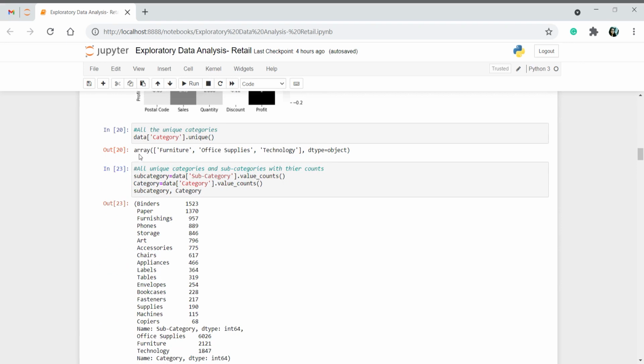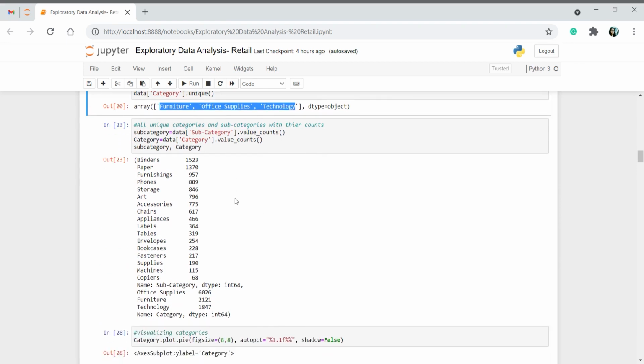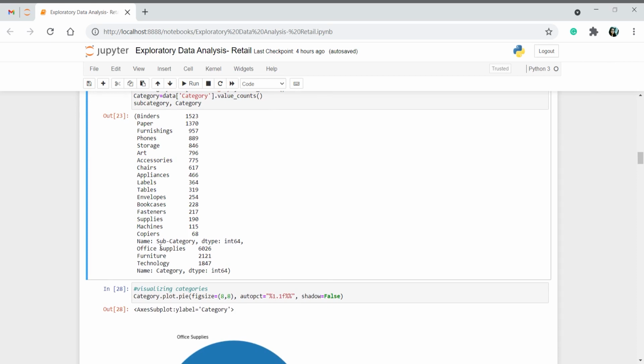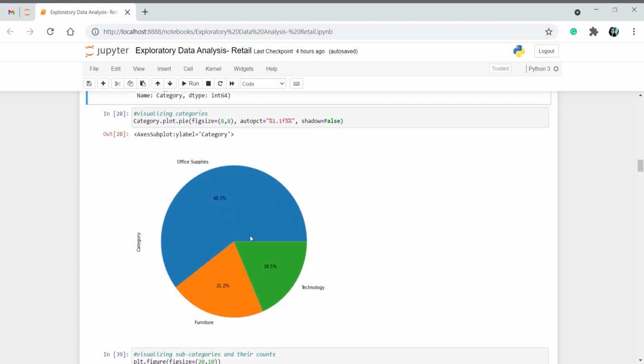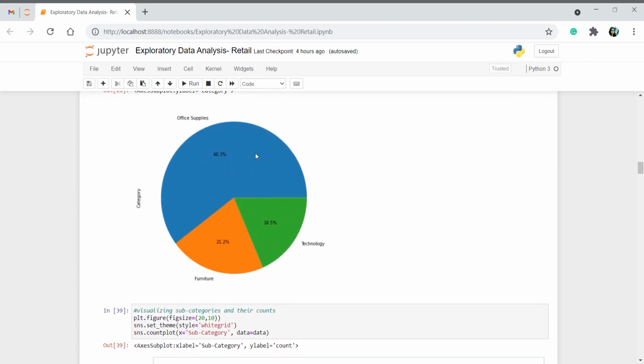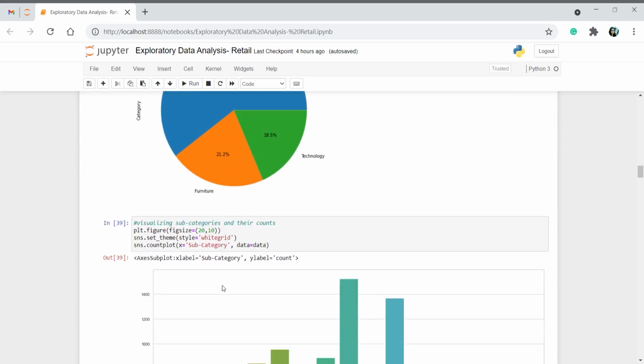Then we are finding the unique categories, office supplies and technology. Then we are finding the unique subcategories, which are total 17 in number, and their counts. Also the total subcategories, also the categories and their counts. Here we are visualizing the categories and their counts in percentage.